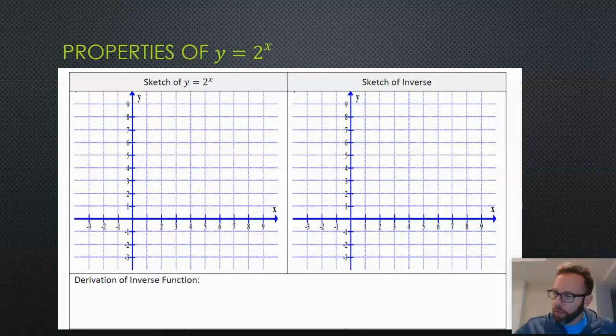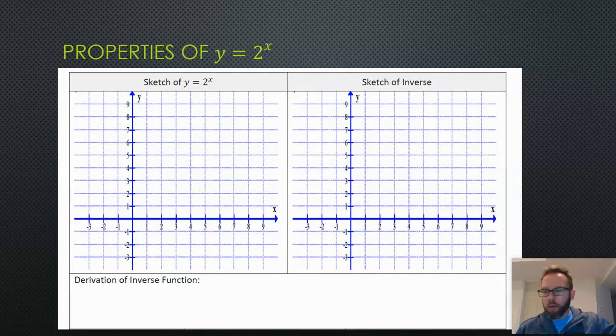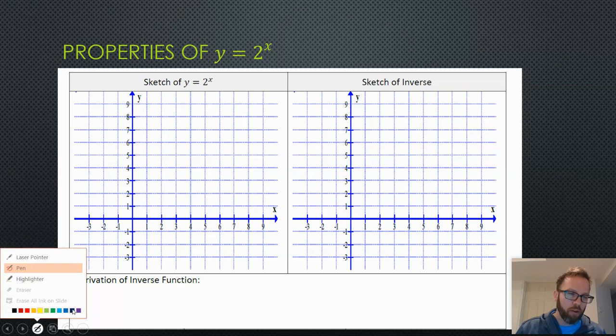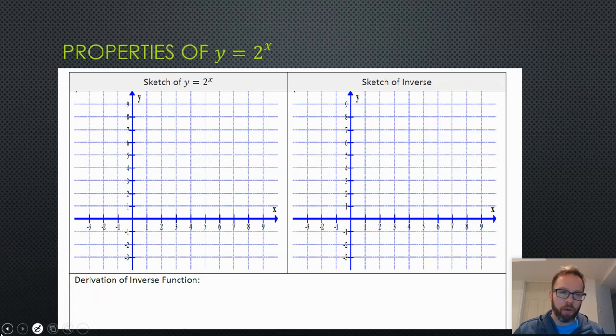All right, to start off, we'll do a quick sketch of 2 to the power of x and its inverse. We'll derive the inverse too, so this will be a review for you. 2 to the power of x has a y-intercept of (0, 1). It's just powers of 2. 2 to the power of 1 is 2, 2 to the power of 2 is 4, 2 to the power of 3 is 8, 2 to the power of -1 is 1/2, and then a quarter.